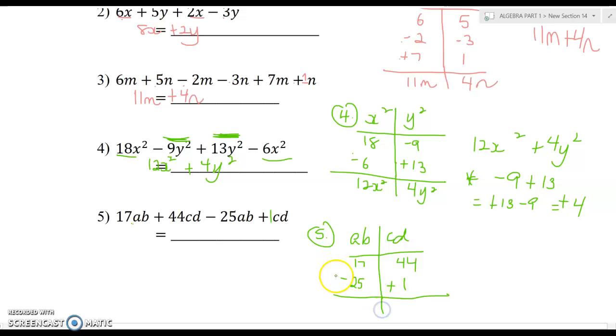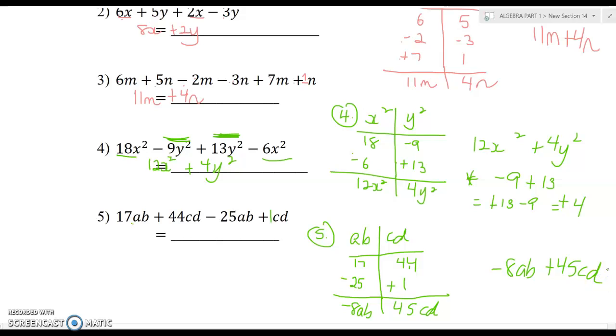Right. Minus, so now we have 17 minus 25. 17 minus 25 gives me minus 8ab. 44 plus 1 is 45cd. So my answer is minus 8ab plus 45cd.